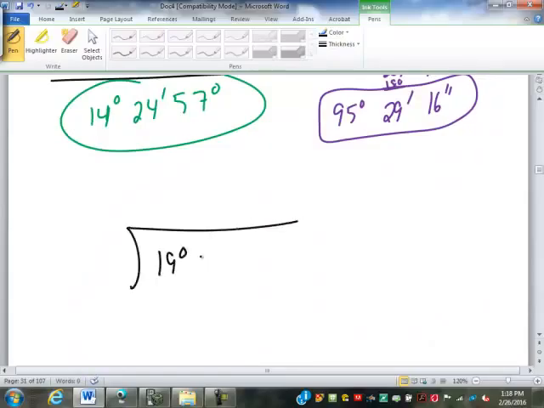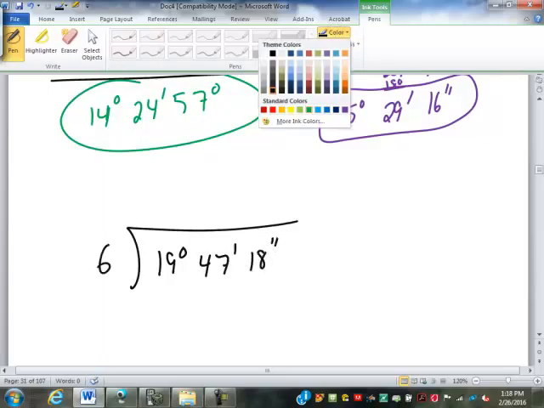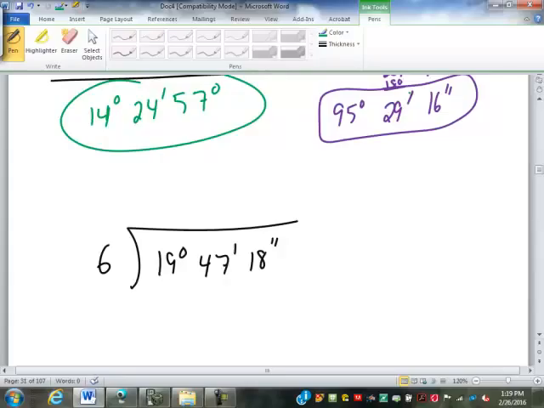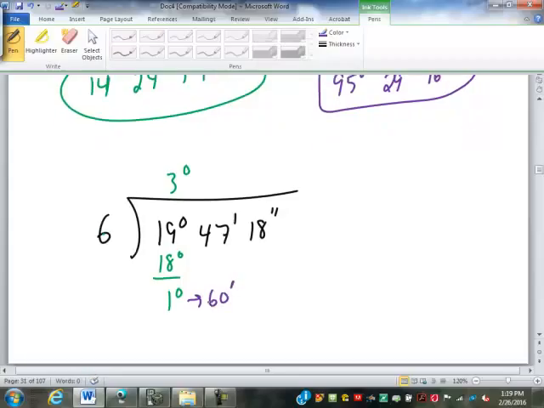So let's say I have 19 degrees, 47 minutes, 18 seconds. I'm going to divide it into 6 equal pieces. Just like doing our division with our other operations, other measurements. 6 goes into 19 3 times. That'll be 3 degrees. 3 degrees times 6 is 18 degrees. Subtracting gives me 1 degree. Before I can bring down the 47, I convert my 1 degree into 60 minutes. And now I bring my 47 is 107 minutes.